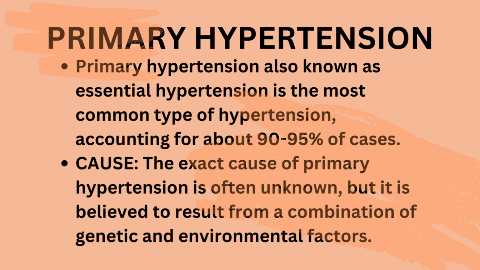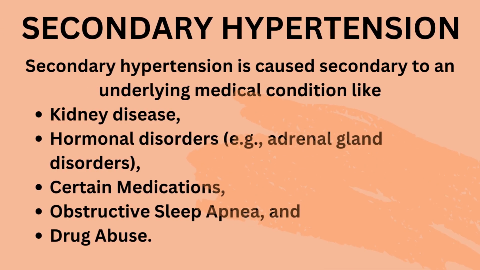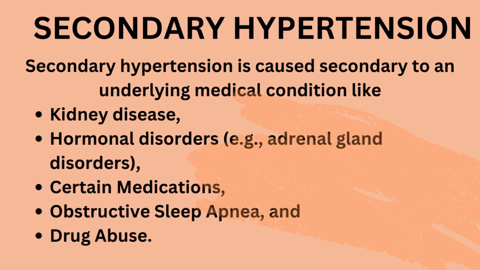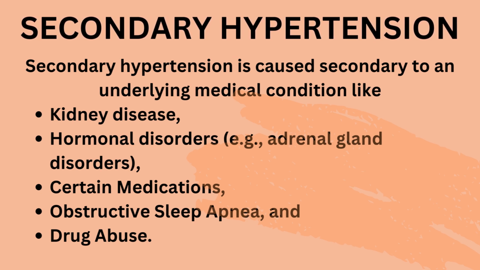The exact cause of primary hypertension is often unknown, but it is believed to result from a combination of genetic and environmental factors. Then comes secondary hypertension, which is caused secondary to an underlying medical condition like kidney disease, hormonal disorders, for example adrenal gland disorders. Certain medications, obstructive sleep apnea, and drug abuse can also cause hypertension.